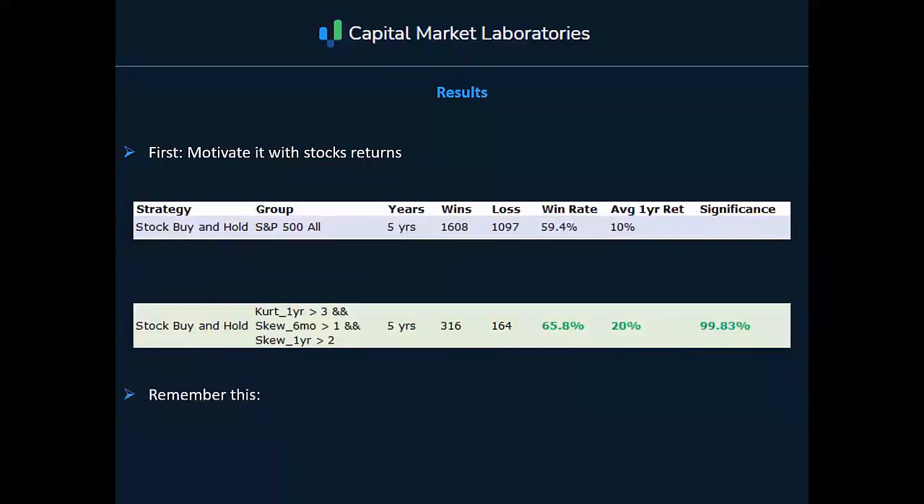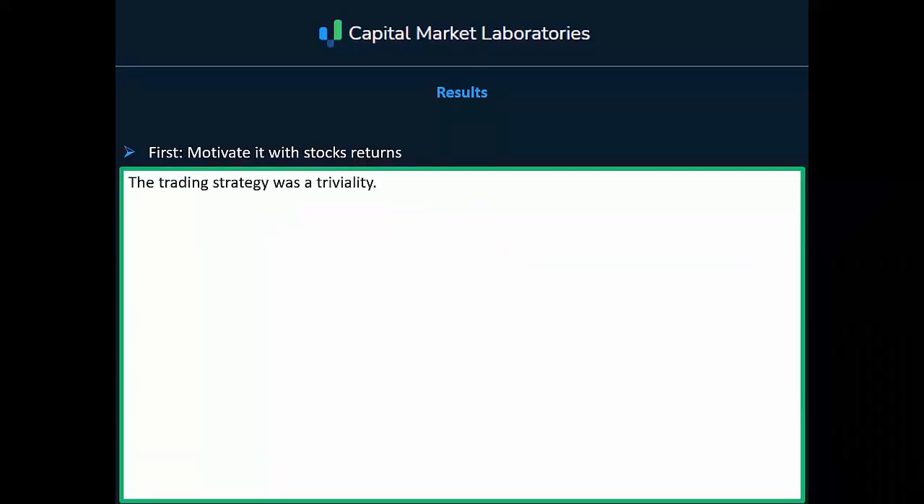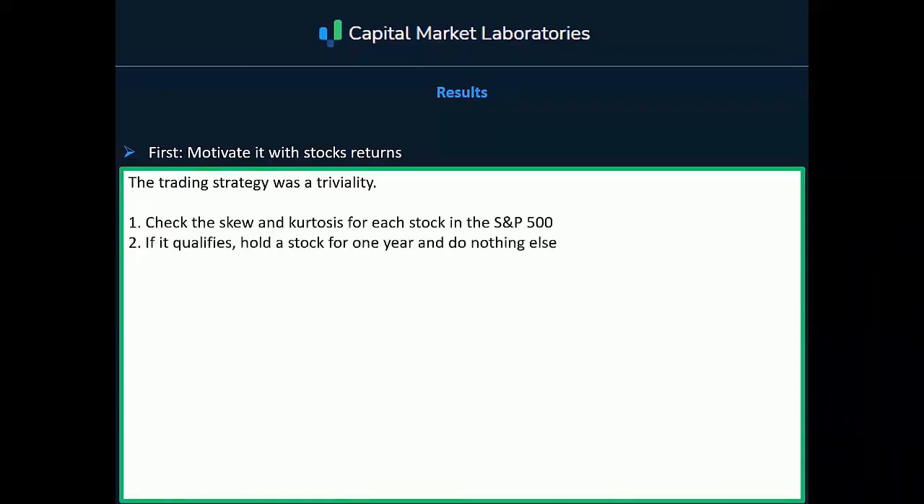So remember this. Remember when I said, I have not demonstrated that it matters. All I have done is demonstrated why it might matter. Now for stocks, I have demonstrated that it matters. The trading strategy was a triviality. There was nothing special I did here. I checked the skew and kurtosis for each stock in the S&P 500. And if it qualified, I held the stock for a year and I did nothing else. It's the results that are not a triviality.